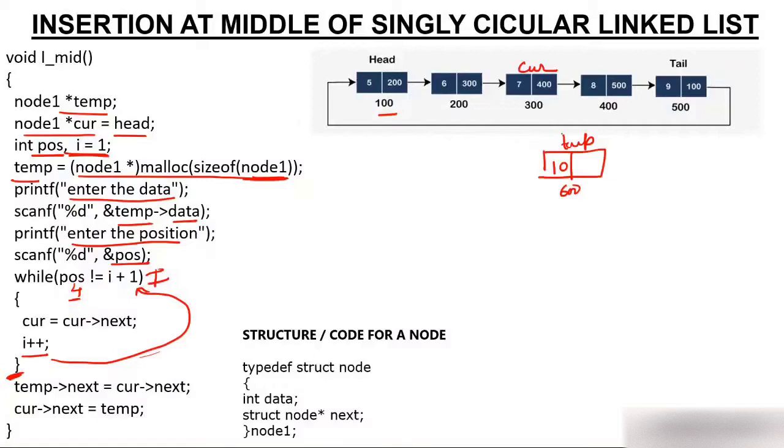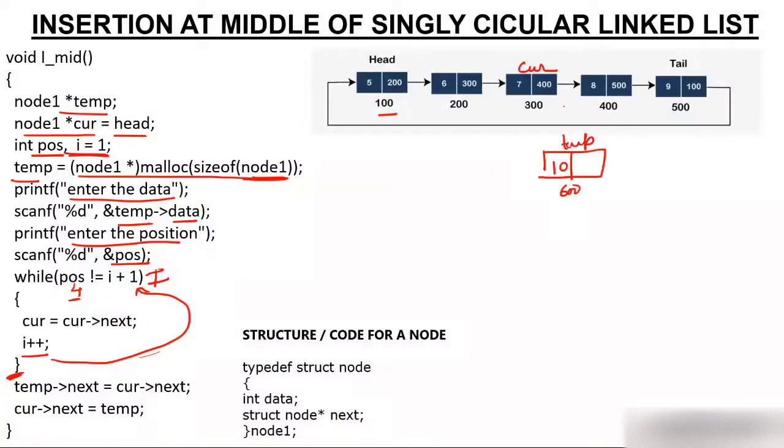Now what will happen? Current has actually reached the position after which I have to insert a node. So this coding is actually taking current to the position after which you have to insert a node or delete a node. Since we are inserting, we'll talk about insert. So current has come just prior to the node where I have to insert.